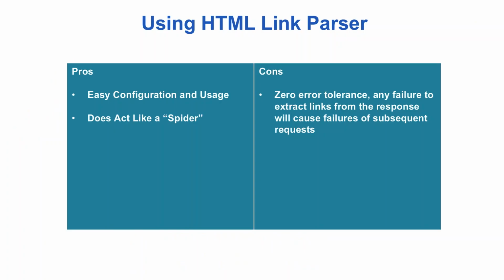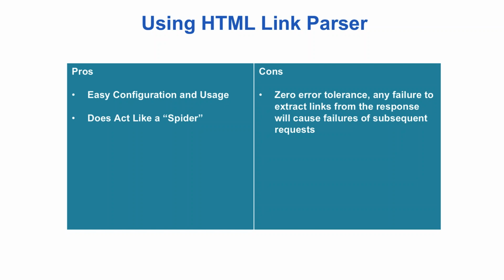So again, let's look at the pros and cons of this approach using the HTML Link Parser. The pros are it's easy to configure and use. As opposed to the first approach, which we said was more just consequential requests to links, this does actually act like a spider. This actually does crawl over the full website. The negatives, if I had to say, there's next to nothing error tolerance. Any failure to extract links from the response will cause cascade failures of subsequent requests.